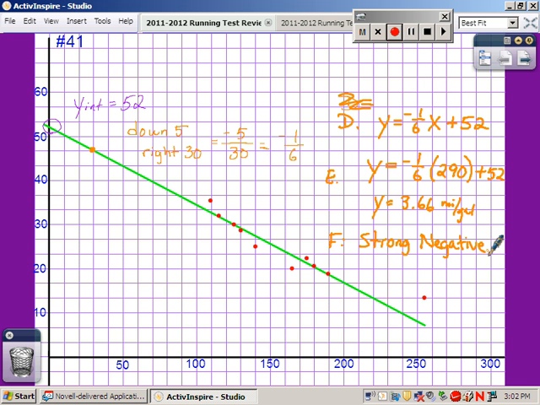And finally, for part G, it says, describe what your graph indicates. I would say that in this case, the graph simply indicates that as the horsepower increases, the gas mileage decreases.